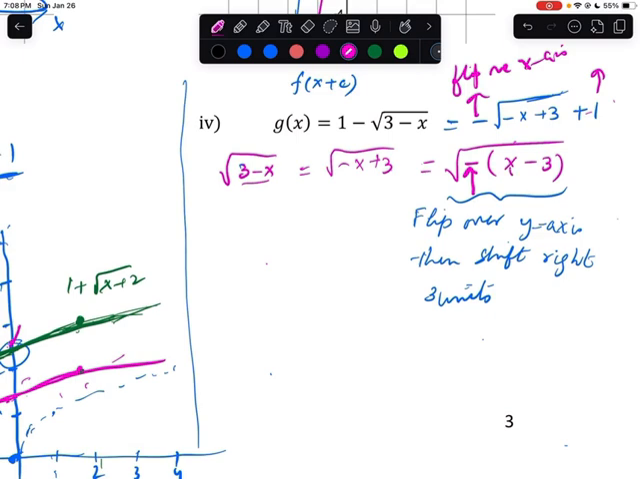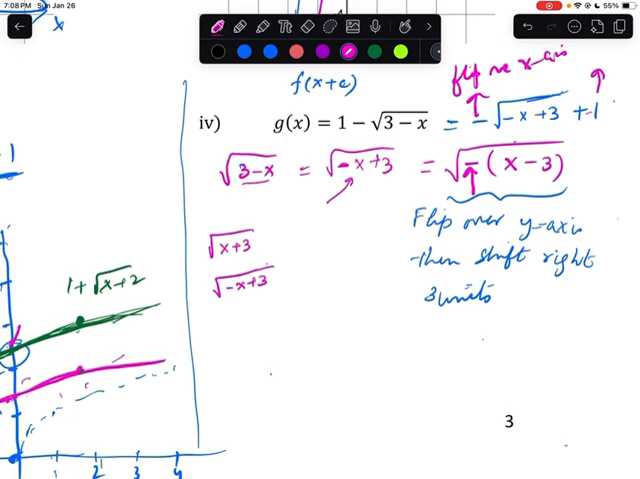Shift 3 to the right. If you go back here, so this is negative x plus 3. So if you remember, if you have x plus 3, that would mean shift 3 to the left. But here we have negative x plus 3. So either you think of it that if x plus 3 gives a shift to the left, then negative x plus 3 will be a shift to the right, 3 units. If you can understand it that way, it's okay.